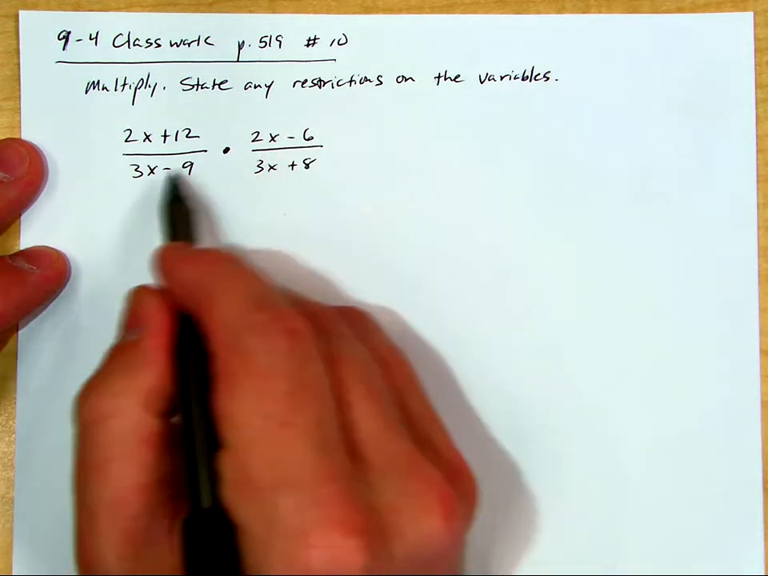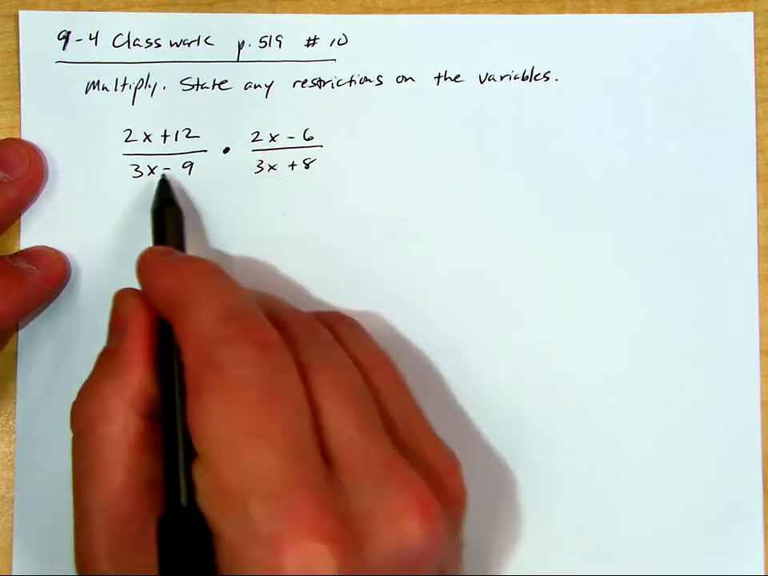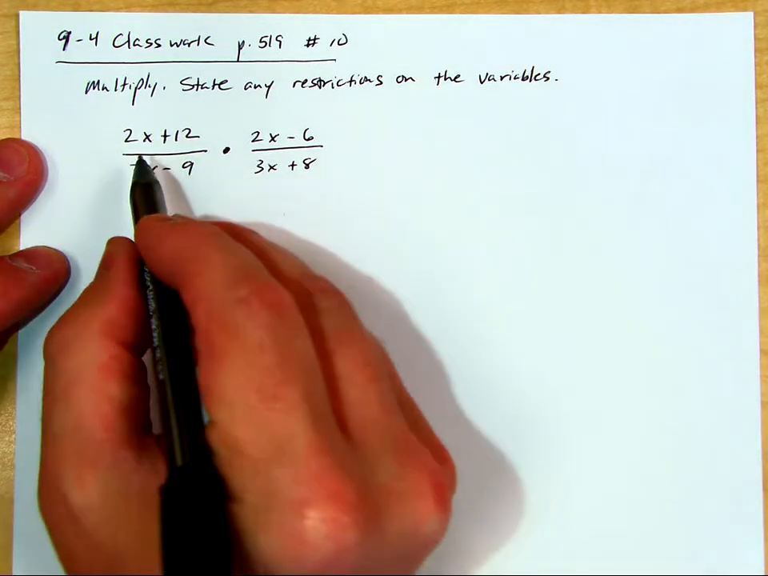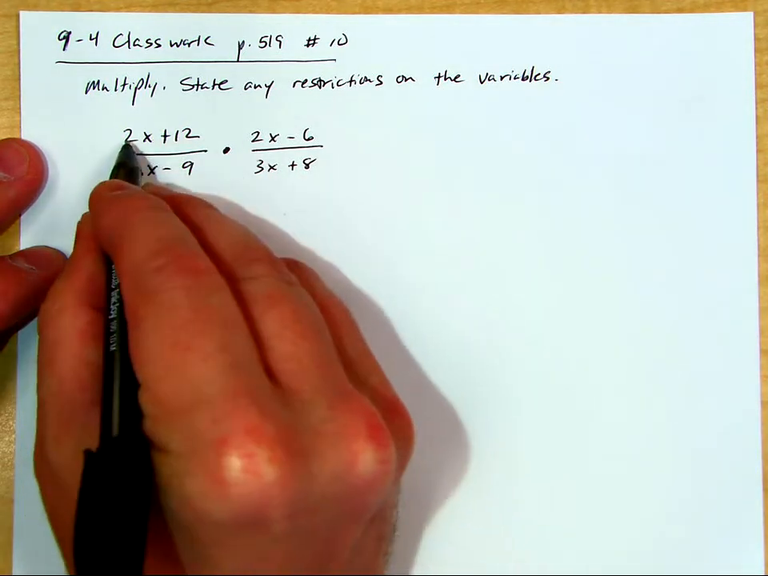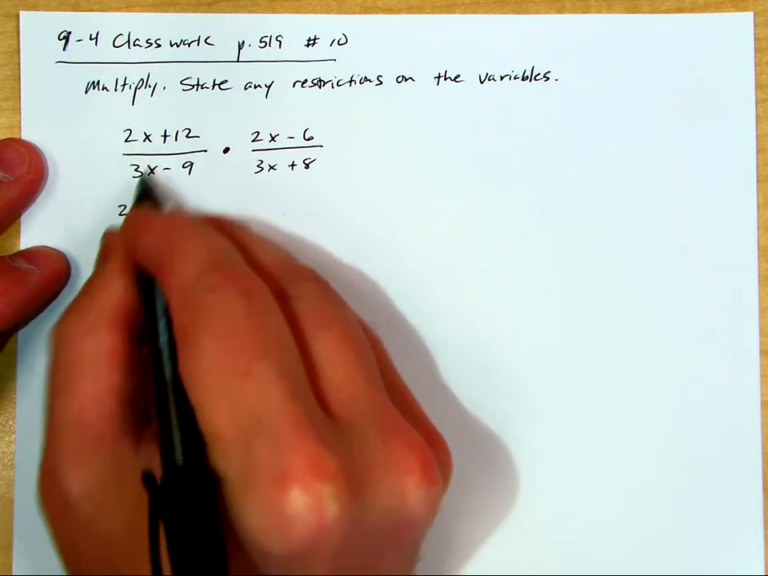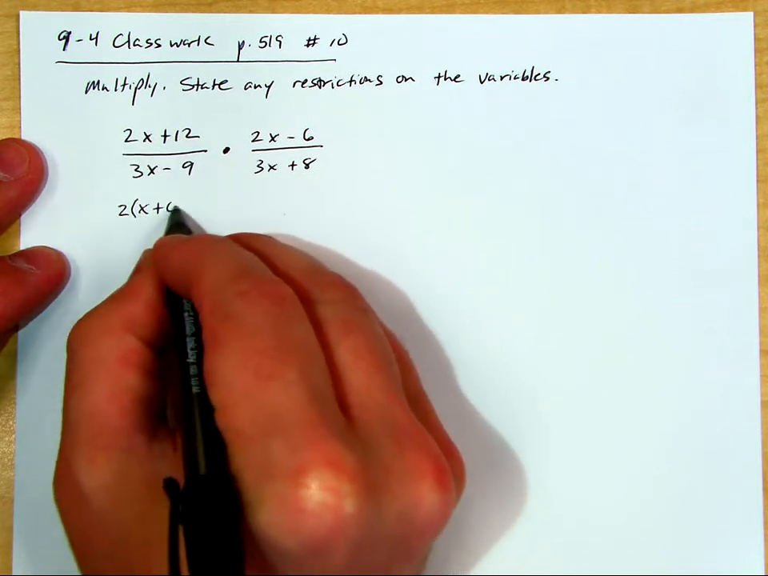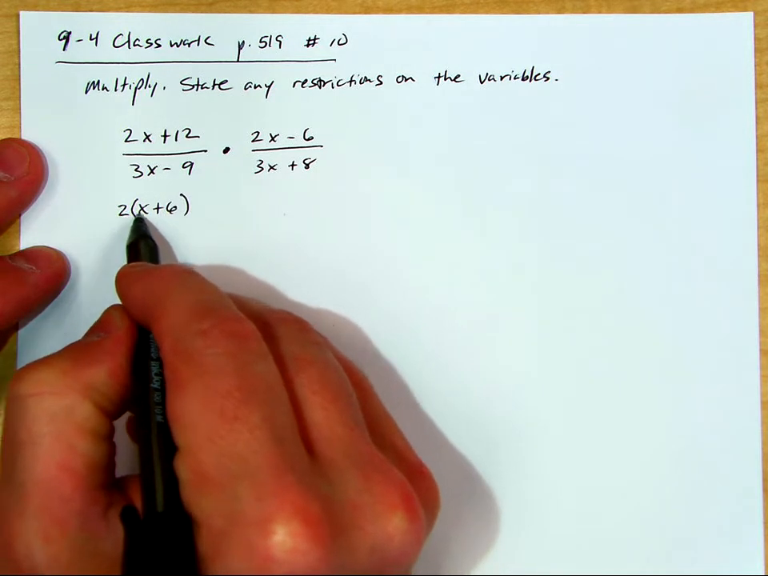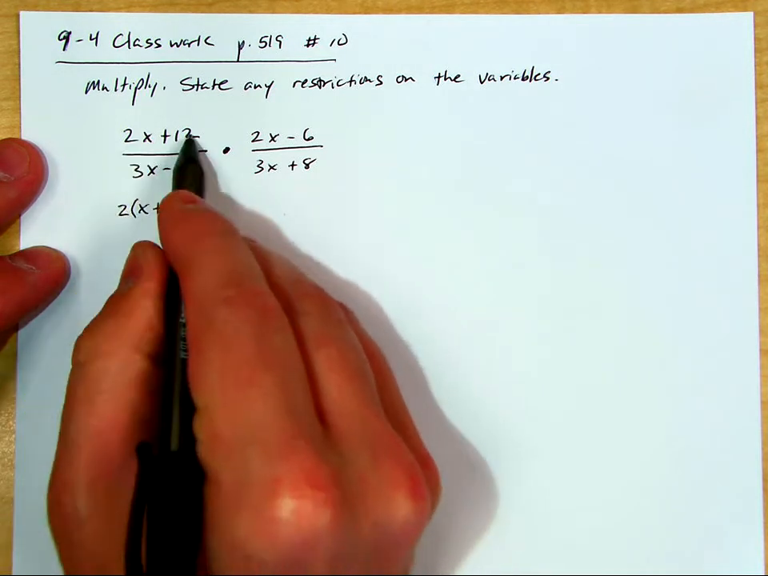Okay, since we're not switching the bottom, we're going to be looking for the zeros of these two denominators for the restrictions on the variable. But let's factor everything first. GCF on the top, so 2. When I divide a 2 into each term, you get x plus 6 left over. A good way to check that is distribute. 2 times x is 2x, 2 times 6 is 12.